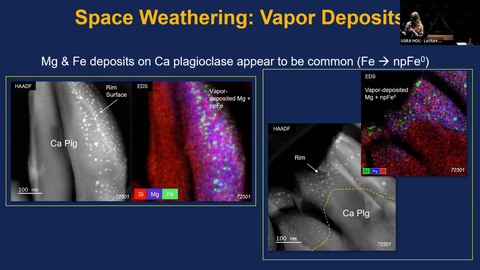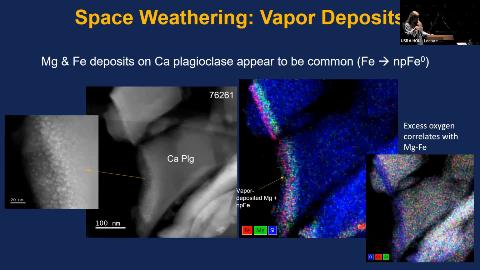adjacent particles that would be ferromagnesian, pyroxenes, olivines, that are the materials being transferred in some way, and the iron nanoparticles are nucleating and growing in situ to form these rims. Here's another nice example of a calcium plagioclase grain. This one, I'm also showing an oxygen map. We can also see that the iron and magnesium are correlating with an excess of oxygen. And so we're also getting movement of oxygen, and these are again ferromagnesian mineral components.